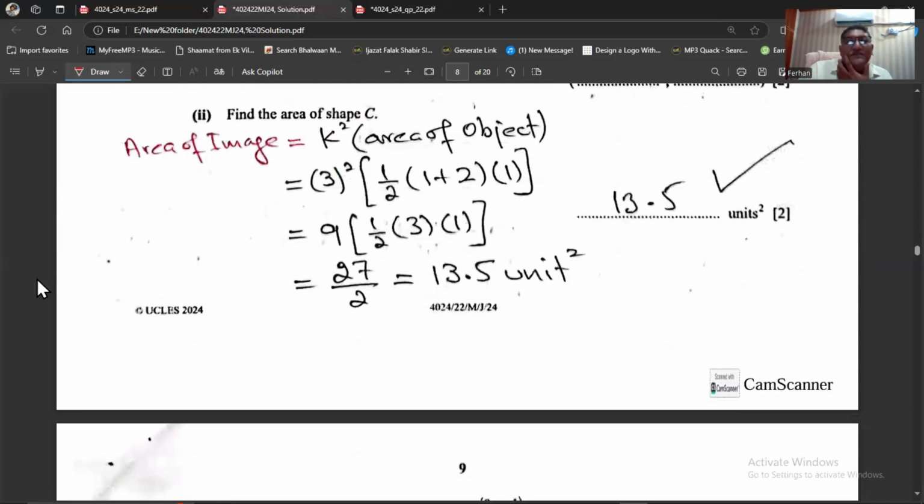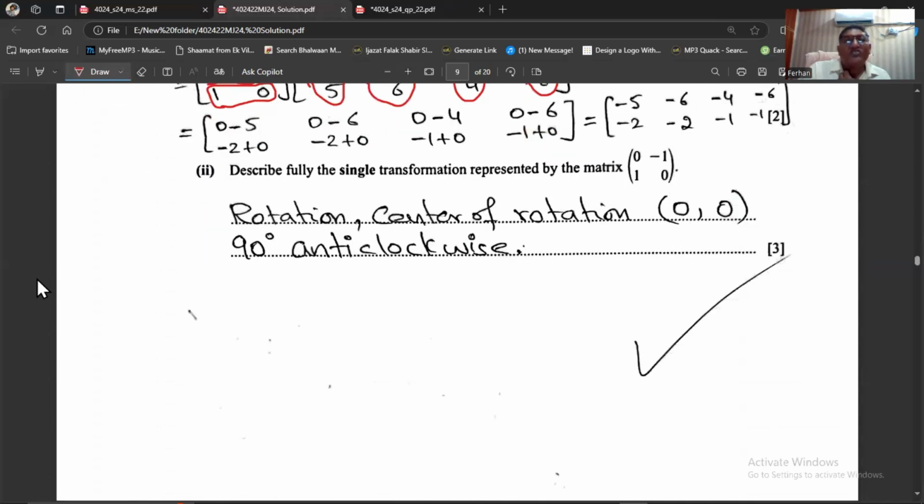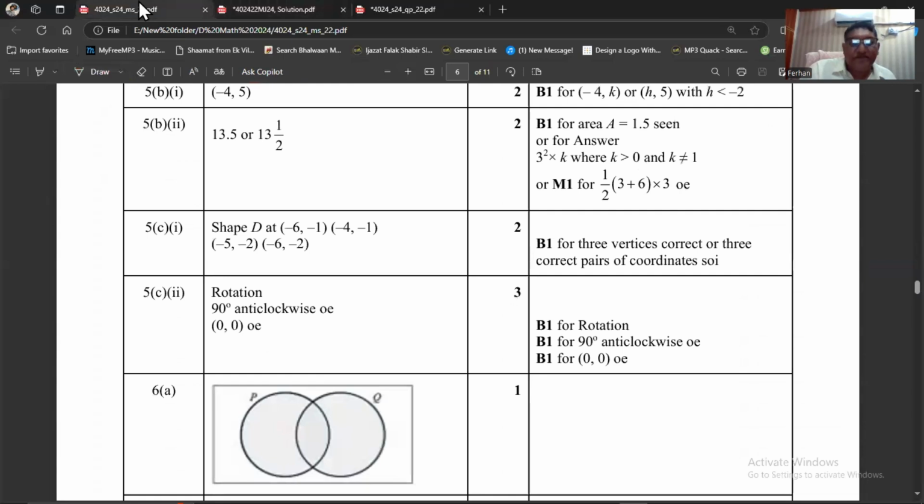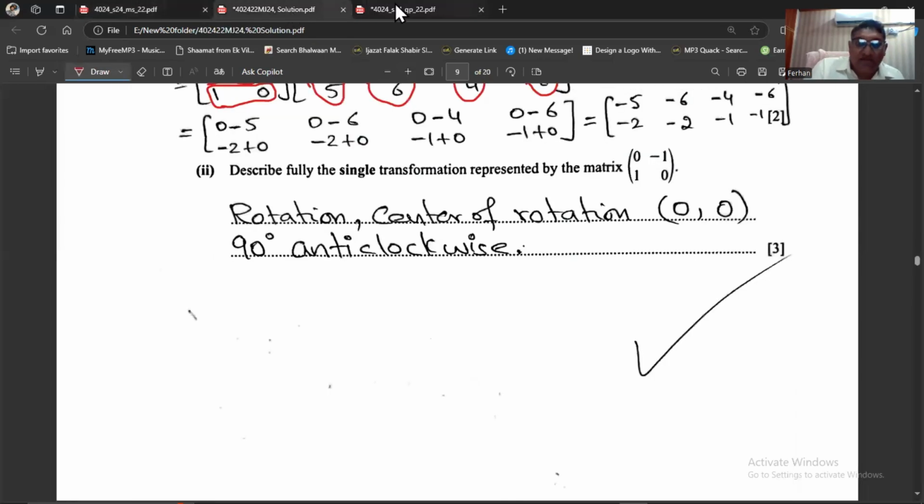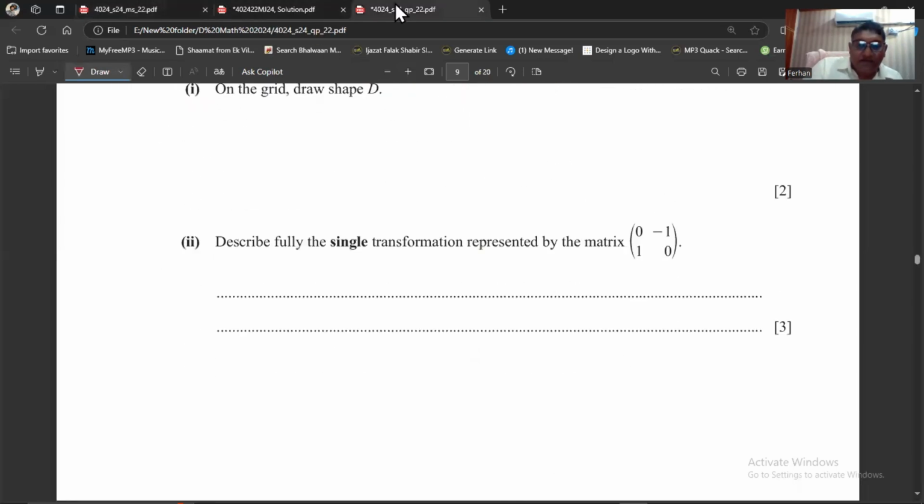So that matrix is basically a 3 marks question. So it's a rotation, center of rotation is 0, 0, and it's 90-degree anti-clockwise rotation. So hopefully you understand. It's a little bit difficult, but if you have practiced how to rotate and how to find out the center of rotation and the angle of rotation, then it will become easy. I have tried, you can understand this.